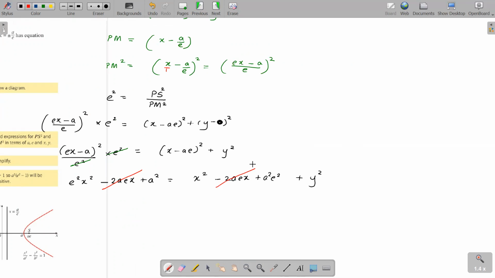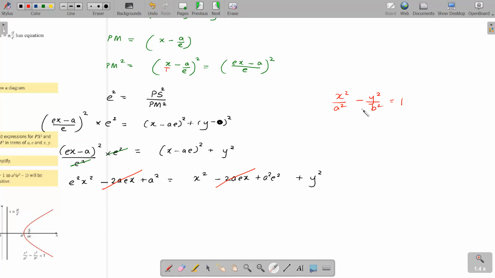Okay, so now you have to clearly decide where do we take people to? The original equation you're supposed to prove is x square over a square minus y square over b square equals 1, right? Now you have a decision to make. Are you going to bring this x term here, or are you going to bring this x term and the y term to the other side? So which one is correct? Should I bring this e square x square term to this side, or do I bring the x square and the y square to the other side?